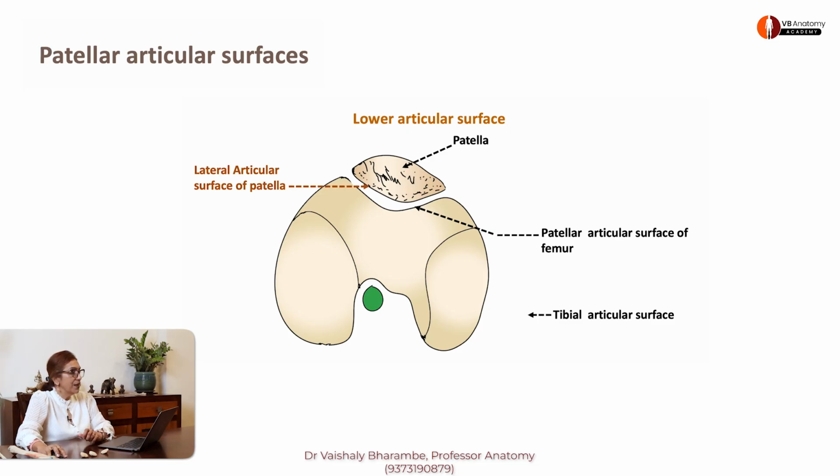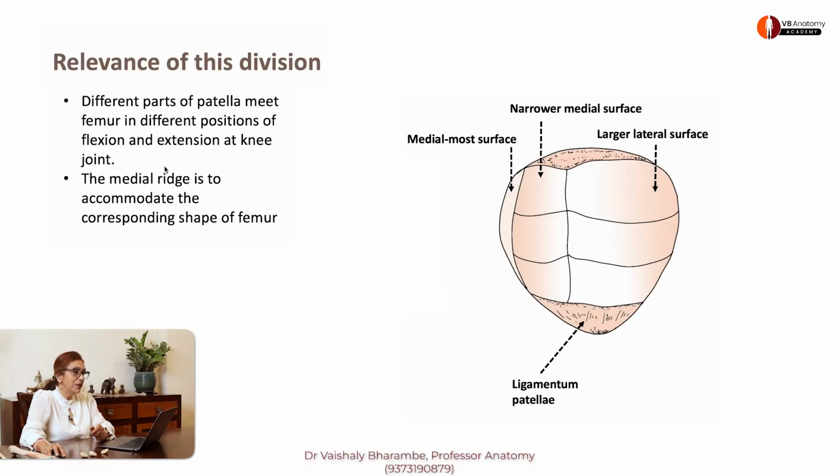So here's the lateral articular surface of the patella. You can see that it's quite extensive. Here's the medial articular surface, which is comparatively narrow. Right. So what is the relevance of this division? Larger lateral, narrow medial and all that. How does it matter? Come. The different parts of the patella meet the femur in different positions of flexion and extension. This is the medial ridge dividing the two medial and lateral surfaces.